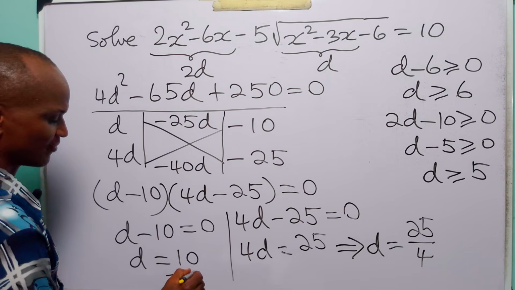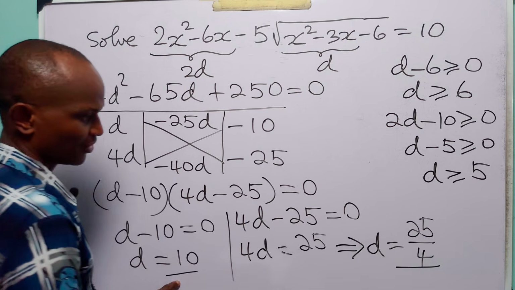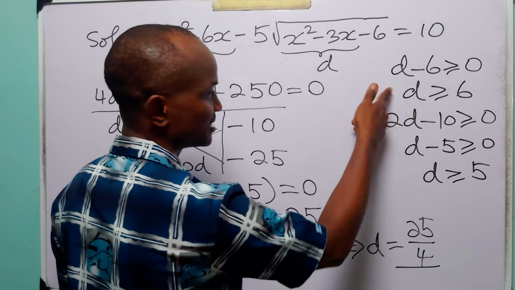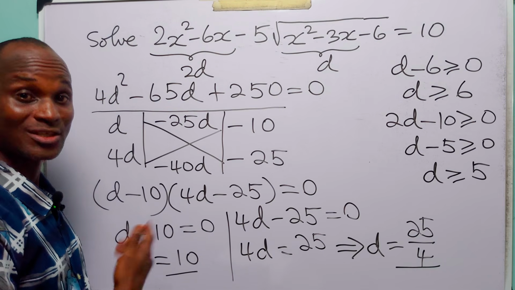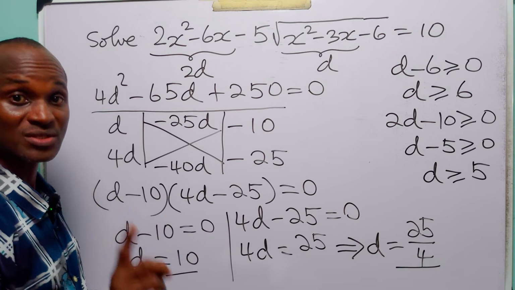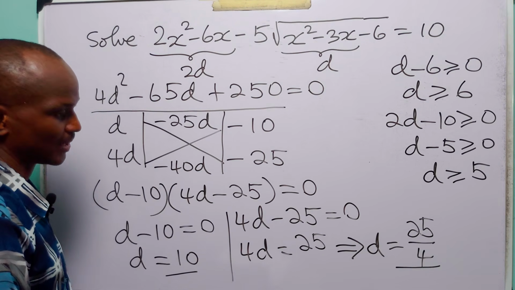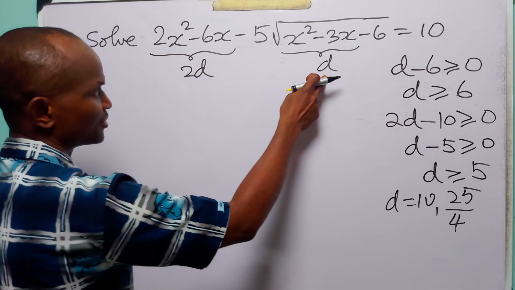Now you can see that we have two values of d, and both of these values of d satisfy both of these conditions. So I guess that all the values of x that we can get from these two values of d are going to satisfy the original radical equation. And now to find the values of x, we come back to this substitution.